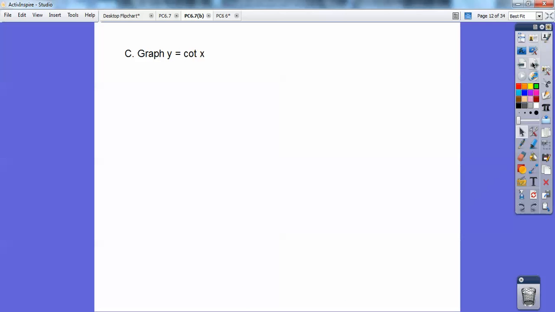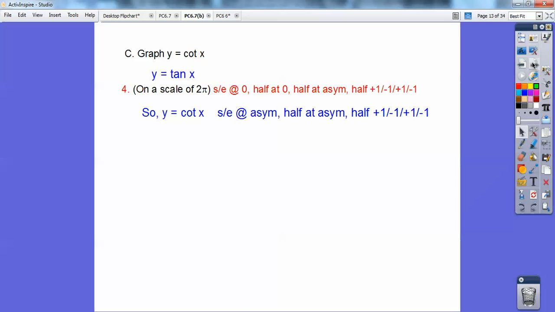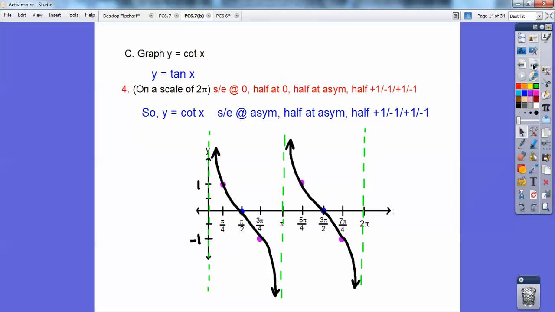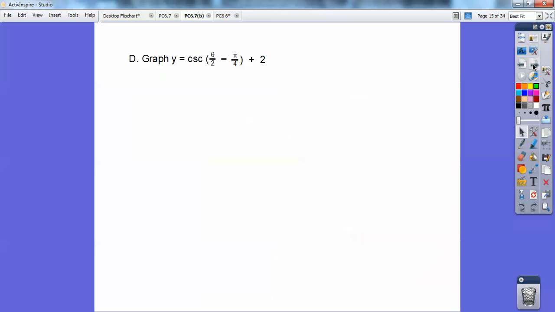Okay, cotangent. Let's do the cotangent again. We did this in the last lesson, you guys. Tangent starts and ends at 0, halfway at 0, and then at the quarter points it's +1 and -1, with asymptotes. So the cotangent is the reciprocal. Instead of having zeros, it's going to start and end at asymptotes, halfway at asymptotes, and then it goes +1, -1, +1, -1. So there's the cotangent from the last lesson.